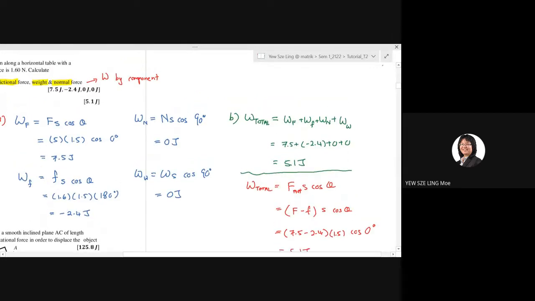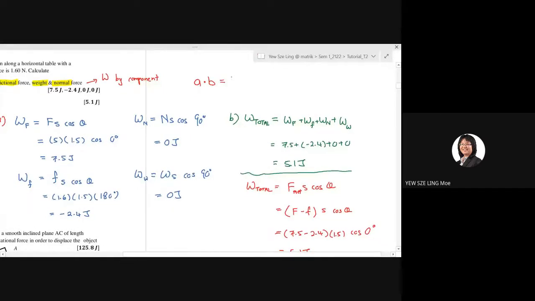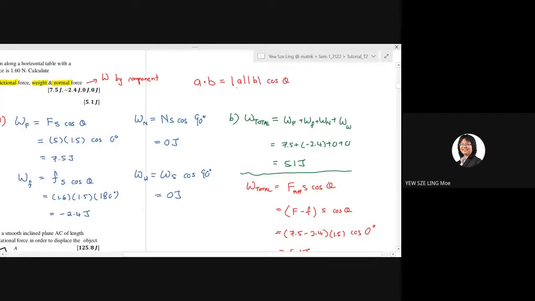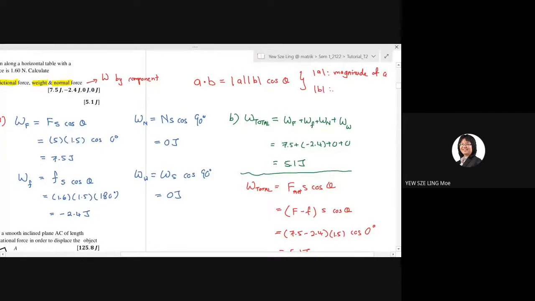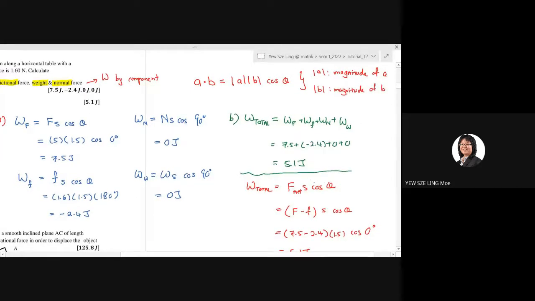So, saya rasa Anda boleh tulis juga equation ini. So, dot product A dot B is actually equals to modulus A modulus B cos theta. Modulus means magnitude. That's why for frictional force, we don't include the negative sign. Modulus A means magnitude of A, modulus B means magnitude of B. So you take the magnitude only. That's why your frictional force is positive.